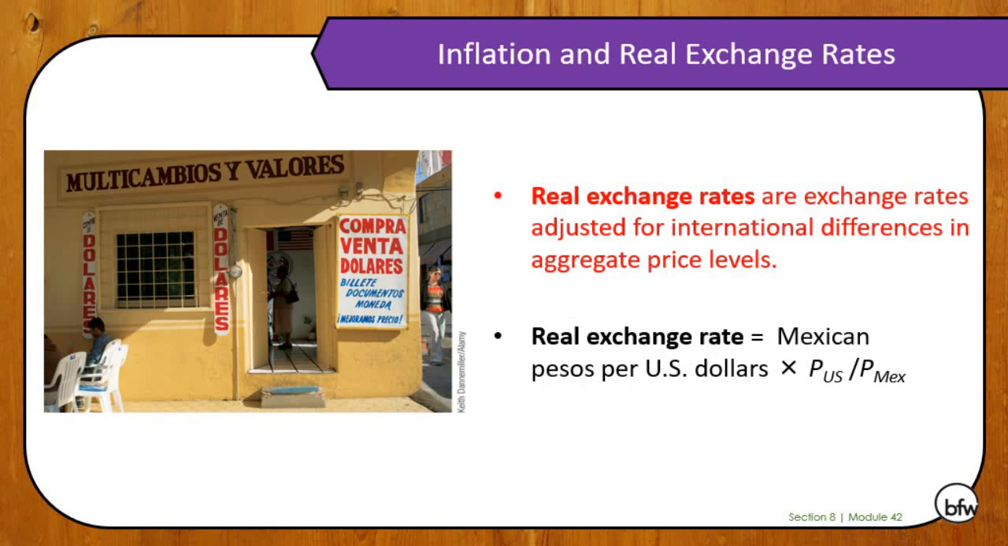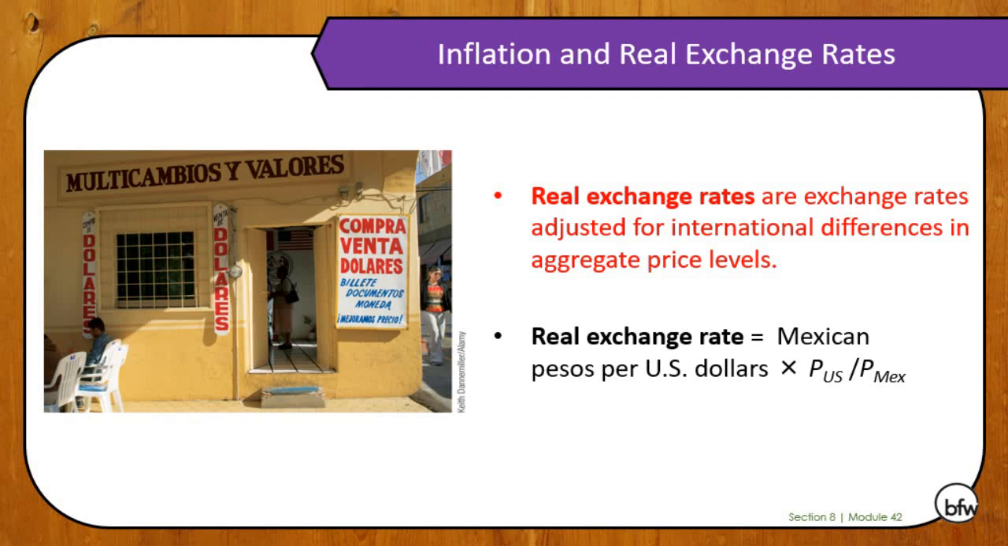Now, there is such a thing as a real exchange rate, or exchange rates that are adjusted for international differences in aggregate price levels. So, for example, if we have the price level for the United States divided by the price level in Mexico times the exchange rate, we can actually adjust that for inflation. You won't really see problems asking you to calculate this in my class on the AP exam, but it is an important concept to understand.